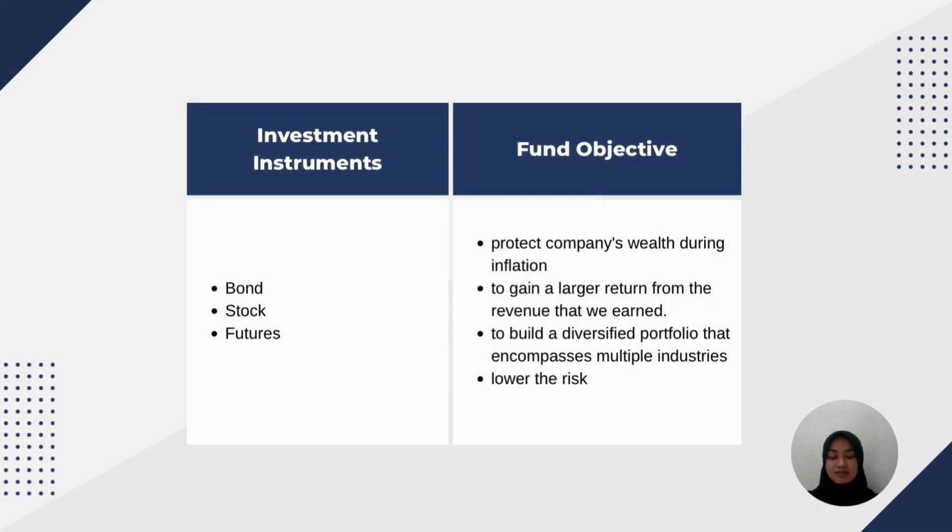Next, the investment instruments that we use are bonds, stocks, and futures. And for our fund objective, we have 4 fund objectives. The first one is to protect companies' wealth during inflation. The second one is to gain a larger return from the revenue that we earn. The third one is to build a diversified portfolio that encompasses multiple industries. And the last one is to lower the risk.